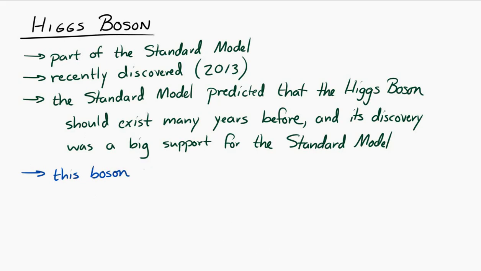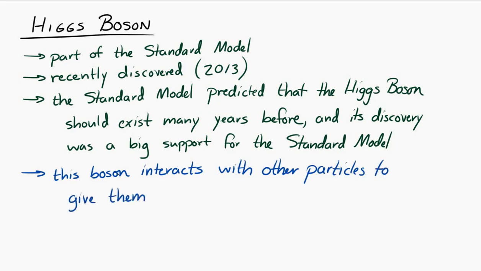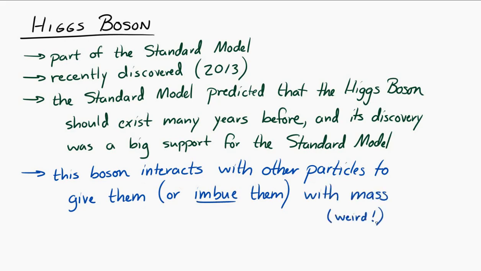It is a boson. It interacts with other particles to give them, or imbue them with, mass. And it's a very strange idea, and we're not going to go too deep into it. But one big idea to know about the Higgs boson is that it was predicted by the Standard Model, and when it was actually discovered, that was a big piece of support for the Standard Model.